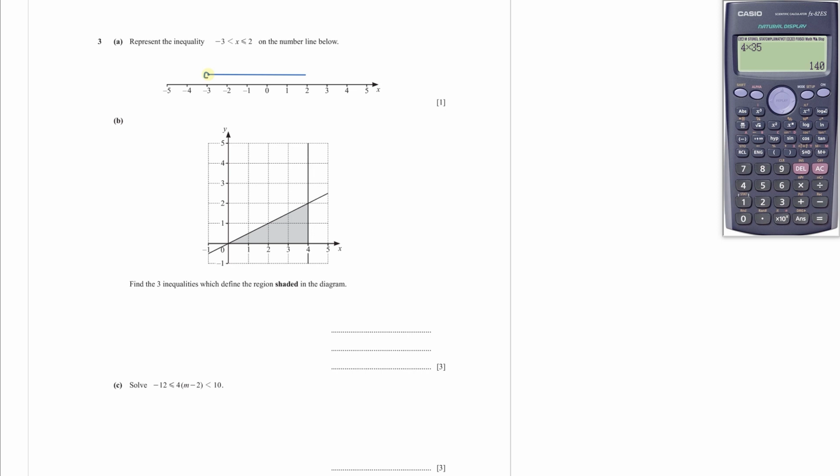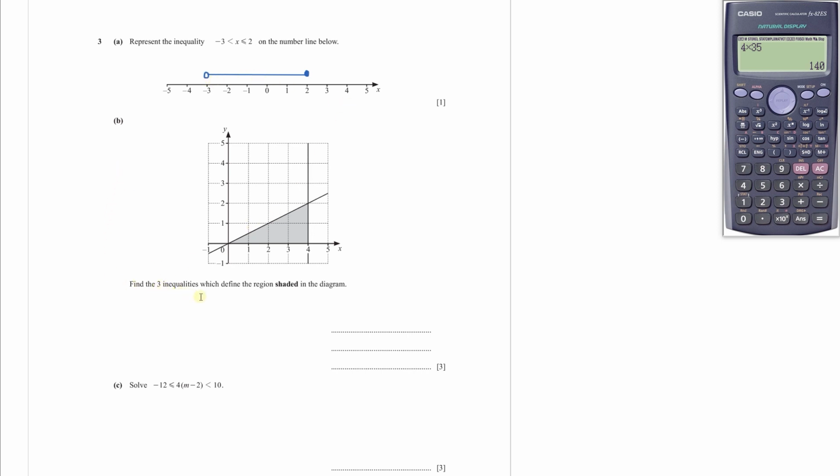Since minus 3 is not included, this will be a hollow circle. You won't fill it. 2 is a possible value since this is a less than or equal to sign, so the circle here will be filled. This one is just greater than. There's no equality here, only inequality.